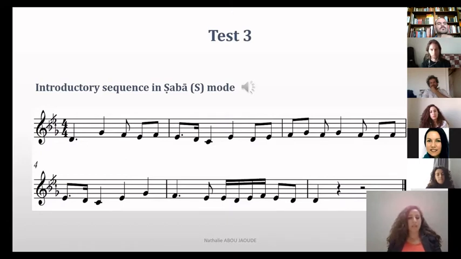And as you see on the staff here, with the Saba mode we're using the B flat diminished by a quarter tone, the E flat diminished by a quarter tone, and the G flat, which is augmented, or a little bit higher than the usual. Let's listen to the introductory sequence.